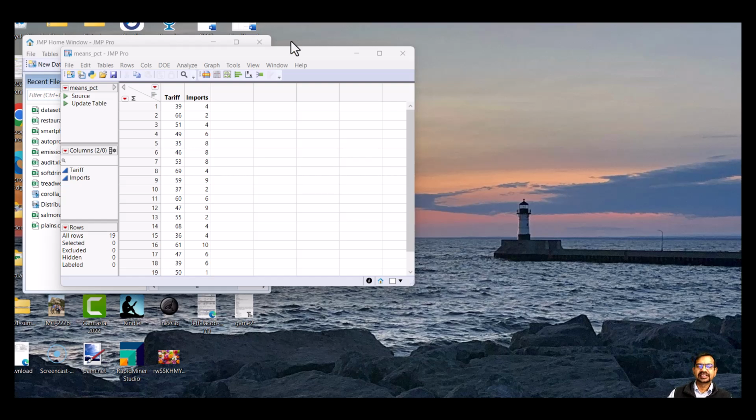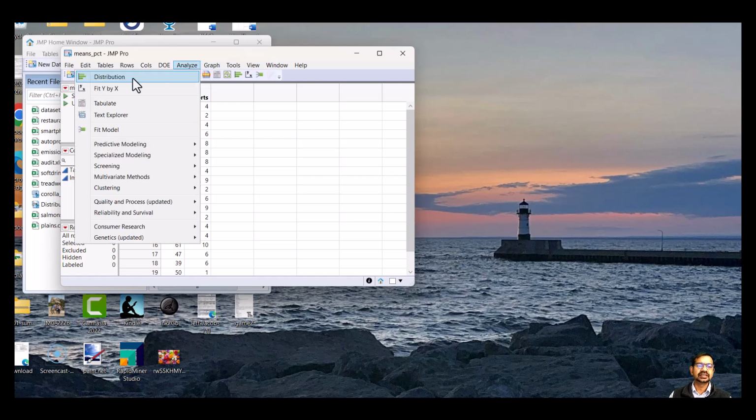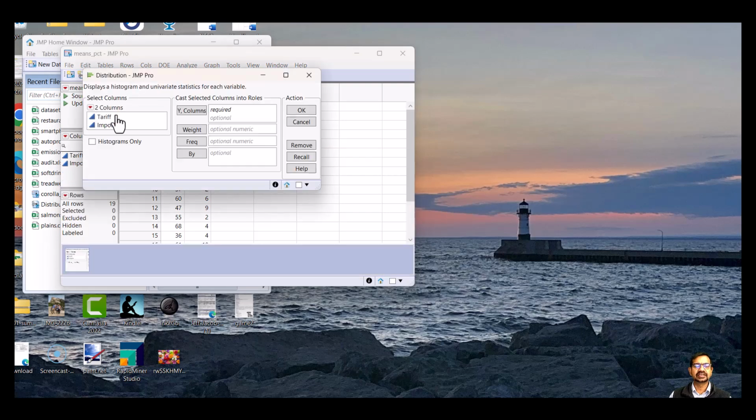Calculating descriptive statistics of numerical data in JMP is very easy. Again, we have seen this Analyze platform. So let's say we have data on tariff rates. These are percentages. And we have data on imports. Now we can think of these as being in tens of millions of dollars. So 4 means $40 million worth of imports of a particular good. So let's say we're interested in finding out some measures of location for tariffs. We go to Analyze, Distribution. We're interested in examining tariff. We move tariff as the Y column.